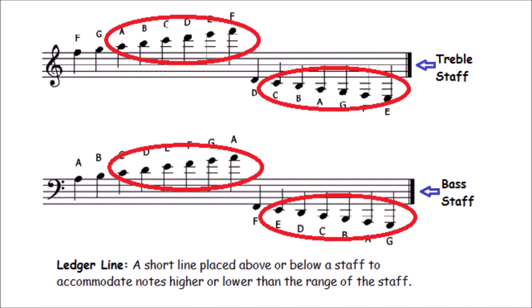L-E-D-G-E-R lines, also spelled L-E-G-E-R, are short lines placed above and below the staff. They are used to help us extend beyond the range of the staff.